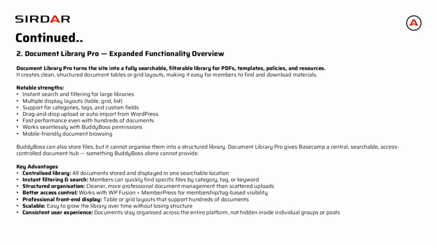BuddyBoss allows file uploads, but it does not offer a structured document management system. Document Library Pro fills that gap by providing fast search, instant filtering, and much better access control. With WP Fusion and MemberPress, documents can be restricted by membership tier or tag, ensuring the right people see the right resources. It also keeps the user experience clean and consistent, with all documents stored in one organized location rather than hidden inside different areas of the site. This makes the library easier to use, easier to maintain, and ready to scale as Basecamp's content grows.